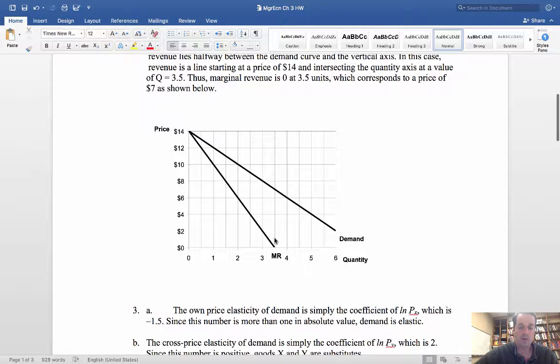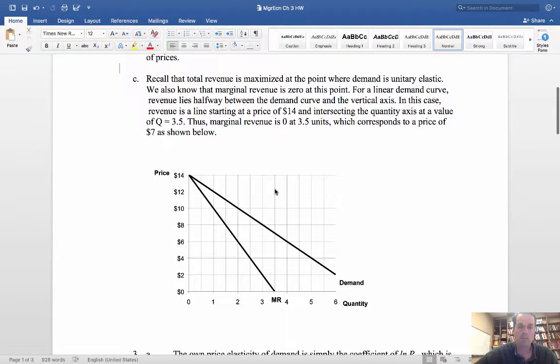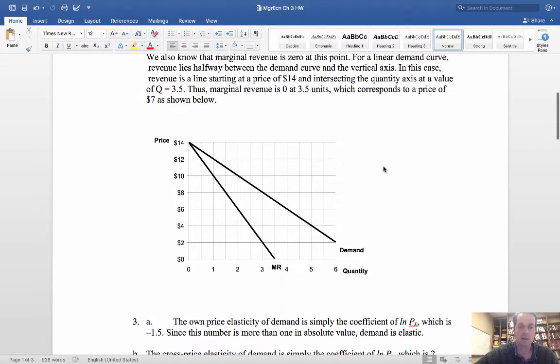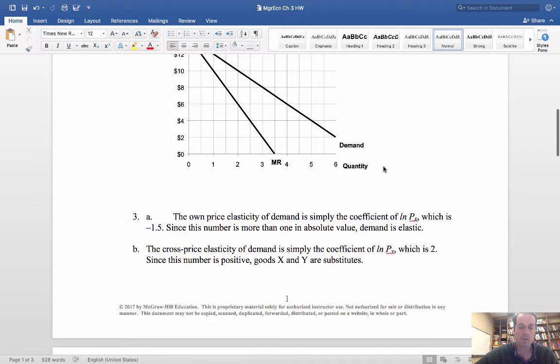So then that corresponds to a price of, let's see, where we go here? Oh yeah, okay, a price of 7, yes, I was looking at 14. So at this point, going up vertically, that's a price of 7 for where the demand curve would be unit elastic. So that's one kind of shortcut in some problems, okay?